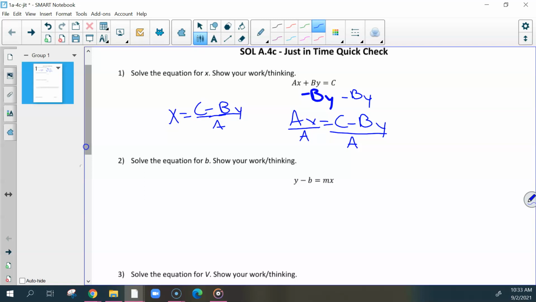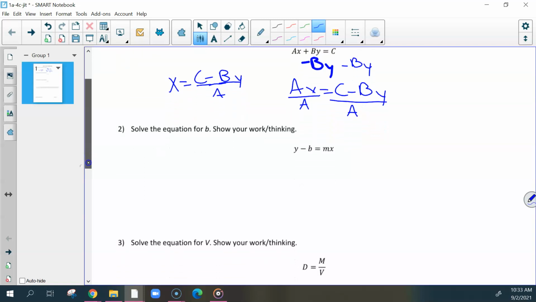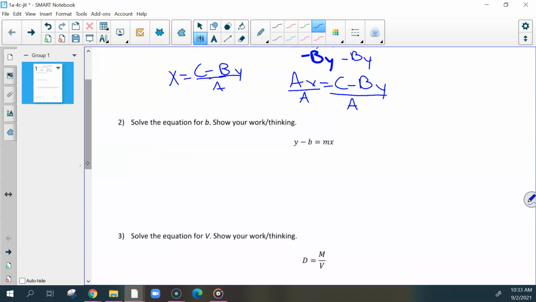How did we solve number 2 for B? Okay, I was going to say there are 2 different ways you could have gone about this. You could have subtracted y and then had to deal with that negative b, or you could have added b, but then you would have had to also get rid of the mx on the other side. So if we subtracted y, we have negative b equals mx.